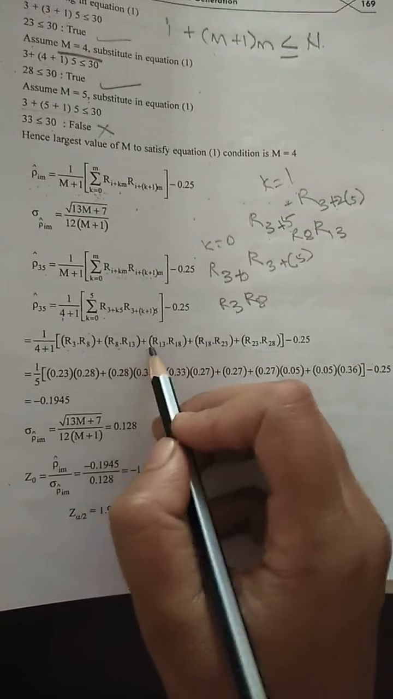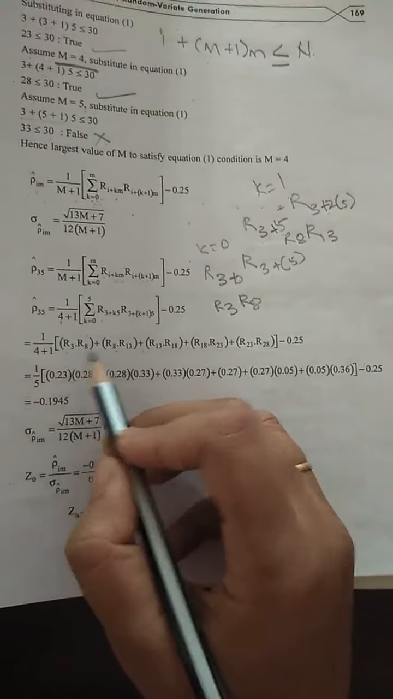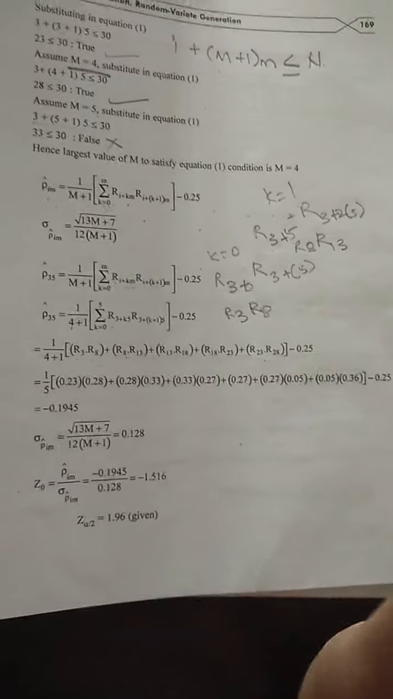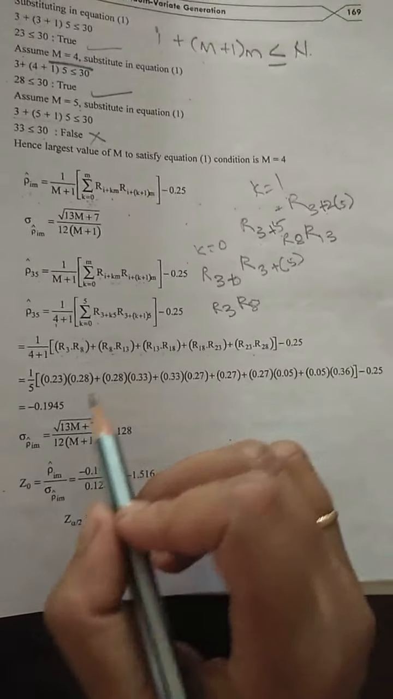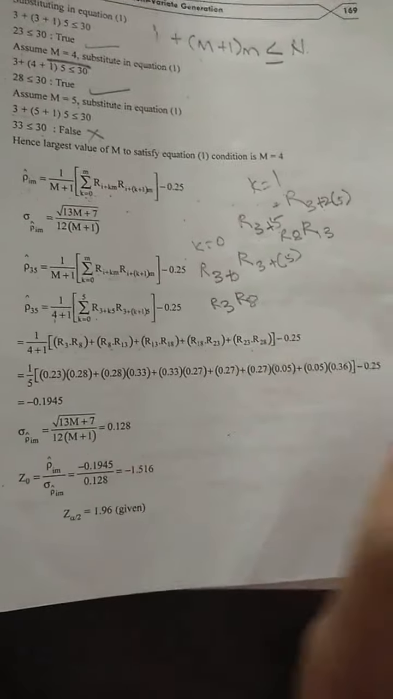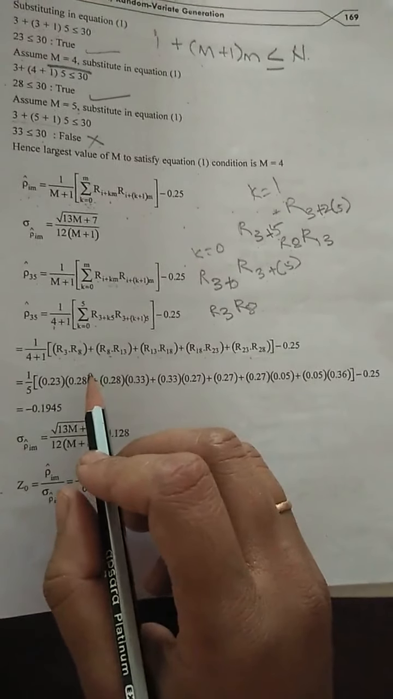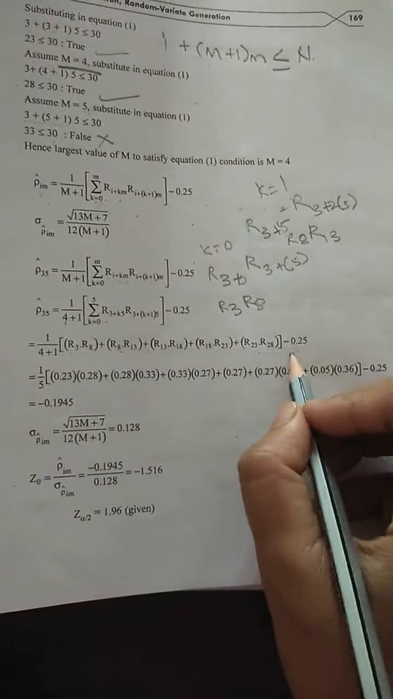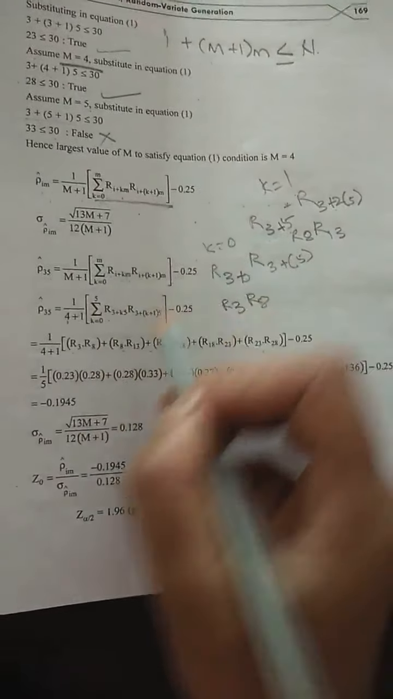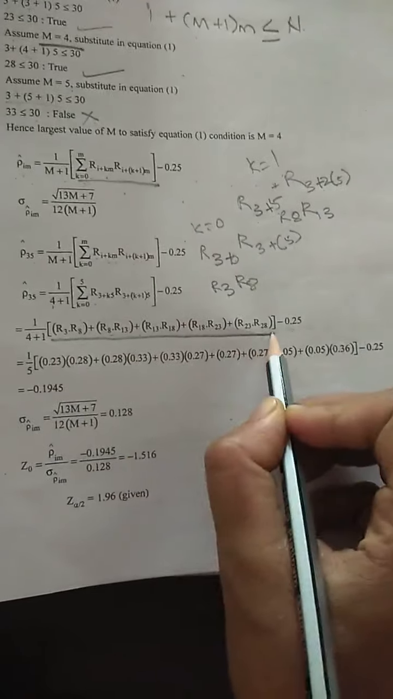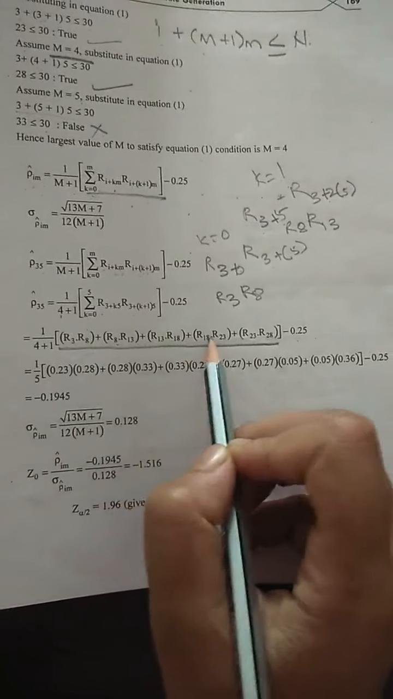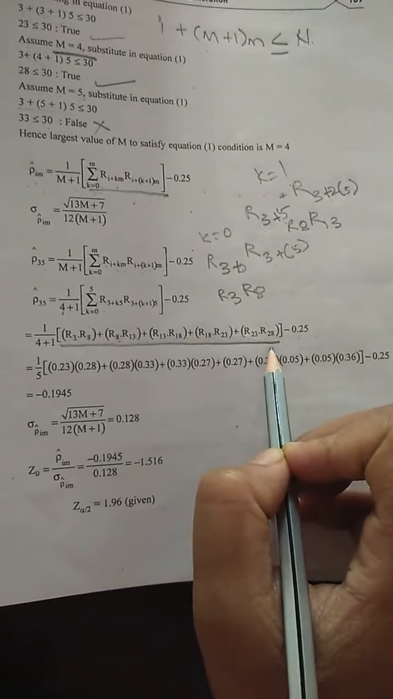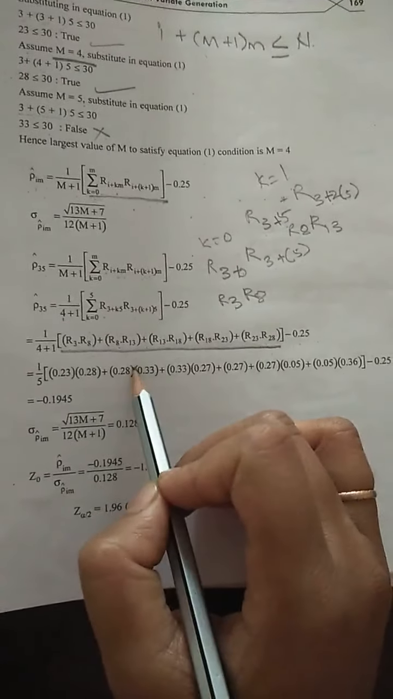Like that, we are going to put k equal to 0, 1, 2, 3, 4 and 5. Then after putting that, we are going to have minus 0.25, as it is in the formula. So this is what I have got when k is equal to 0, 1, 2, 3 and 4. We are going to put the values and find out the result of this.